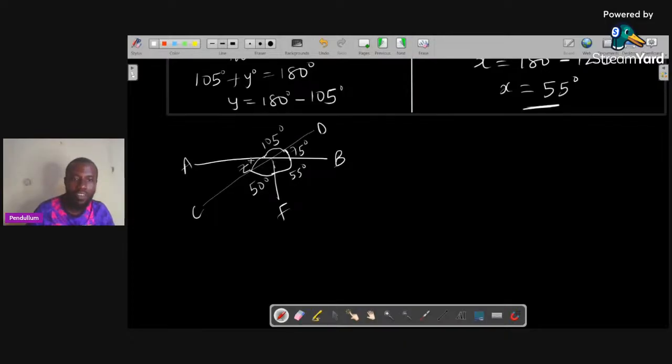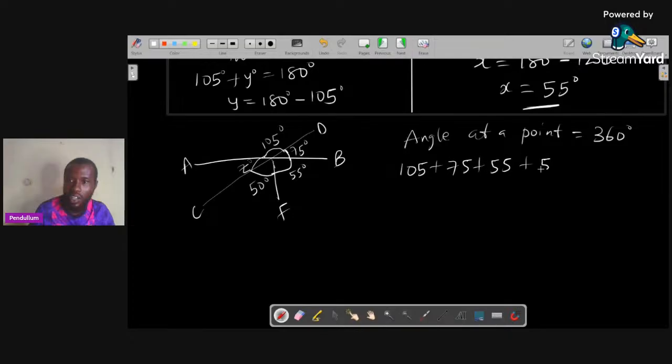Now, how do you find Z here? It's very simple. This is a circle, or a point, and we know that the angle at a point, or angle in a circle, is 360 degrees. What does this mean? If I add all the angles that make up this circle, forget that my circle is not straight, I'm drawing it freehand, I should get 360. So 105 plus 75 plus 55 plus 50 plus Z should give me 360.